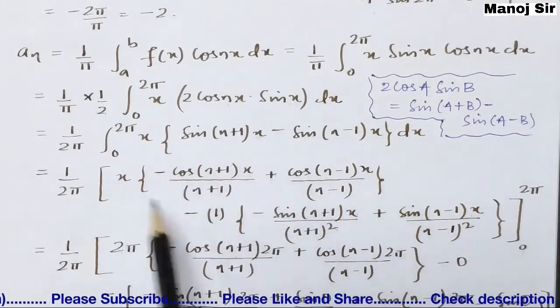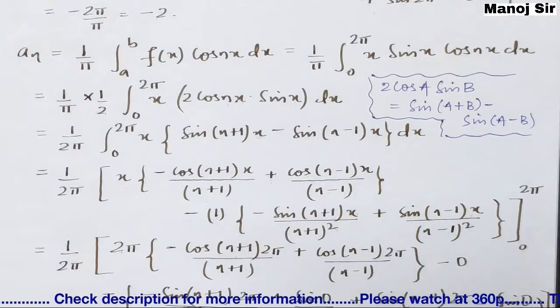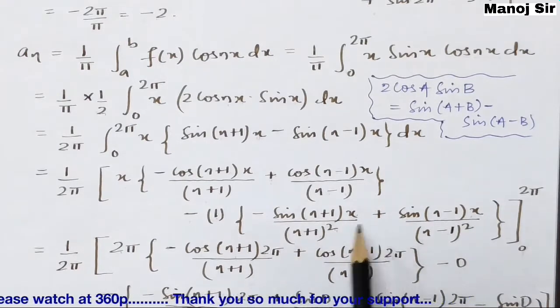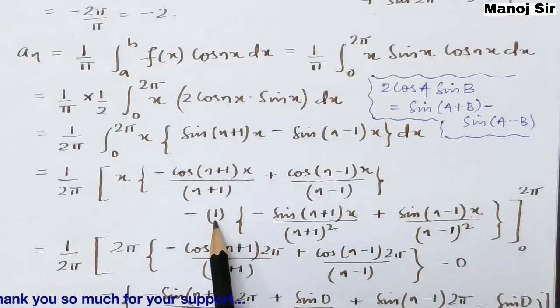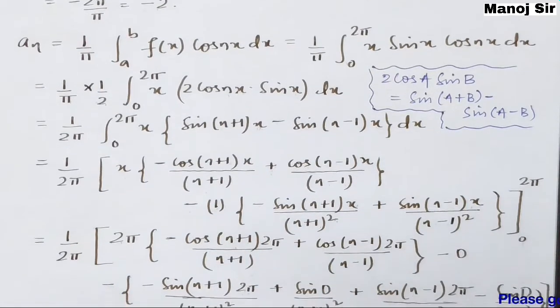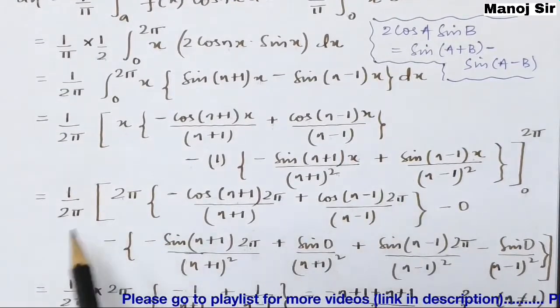This is my first term, minus second term. The third term would have been positive, then the fourth term negative, and so on. But the third term doesn't exist because of this. If you differentiate this, you will get 0. Now put the limit, that is 0 to 2 pi. After this we need to put the limit.